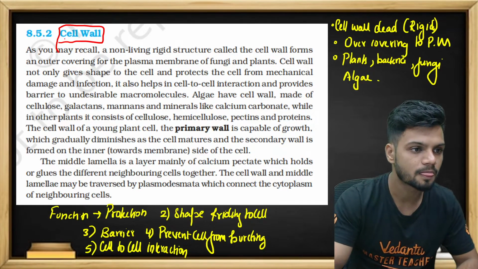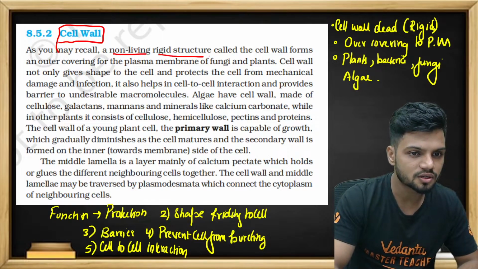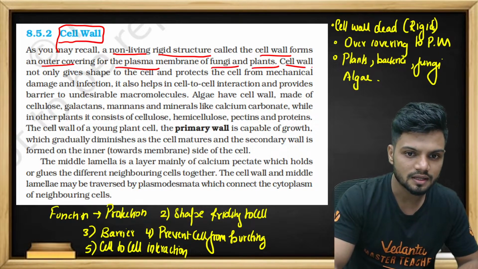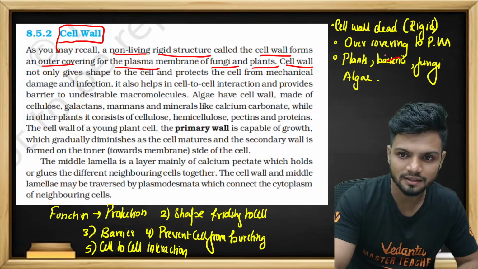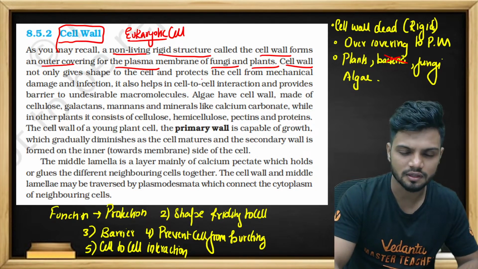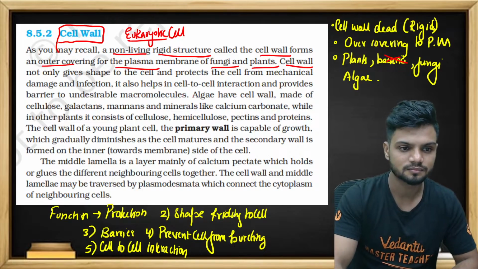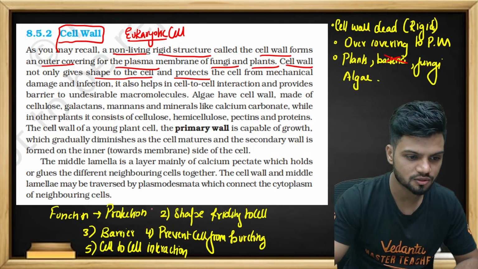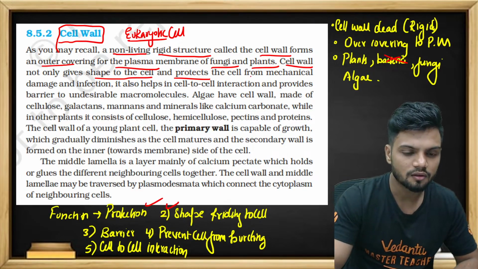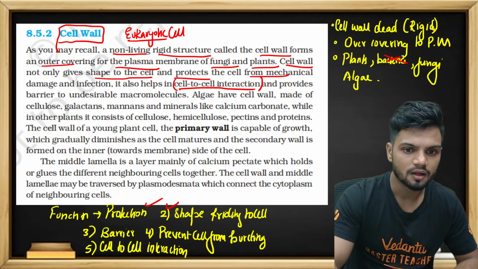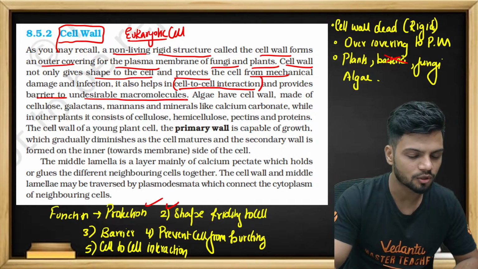What is given here? A non-living rigid structure called a cell wall forms an outer covering to the plasma membrane of fungi and plants. Why is bacteria not given here? Because they are talking about the eukaryotic cell. Now, it not only gives shape to the cell but also protects from mechanical damage and infection. It also helps in cell-to-cell interaction, which I'll show you in this diagram, and provides a barrier to undesirable macromolecules.